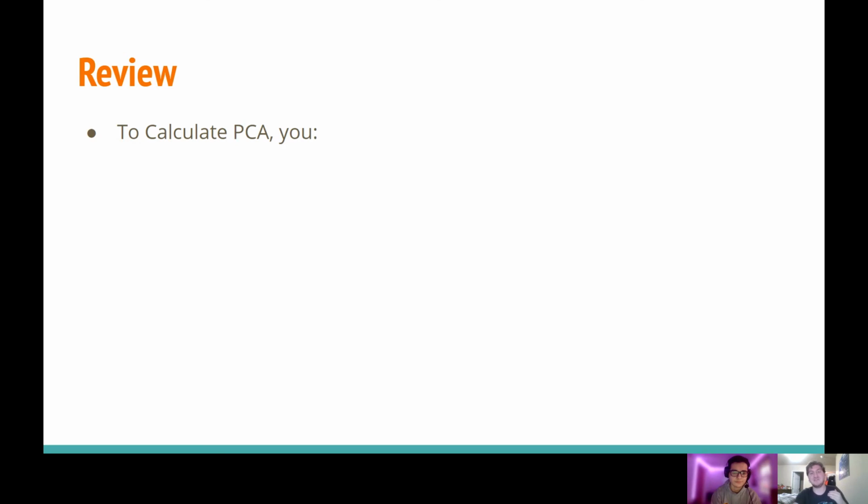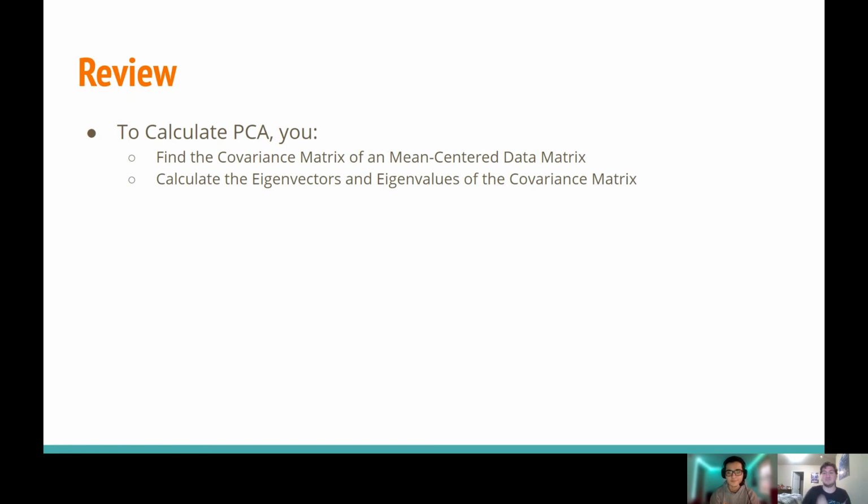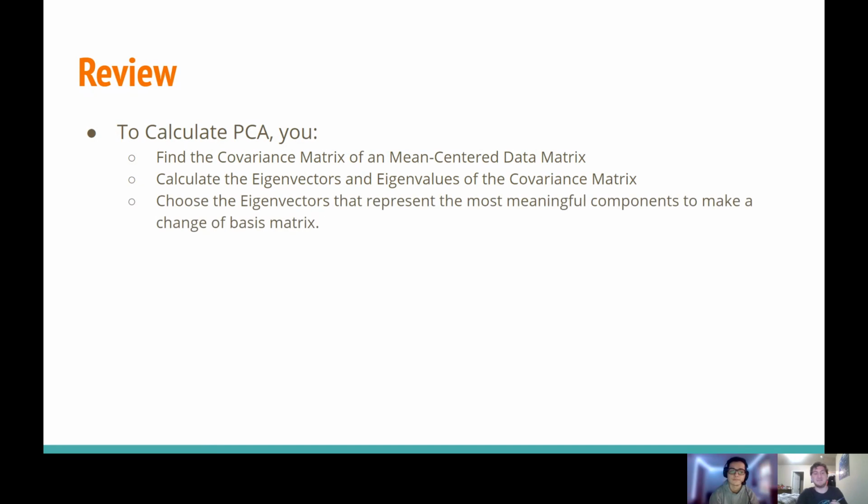And you're doing that on your mean-centered data matrix, which is found once again by subtracting the average matrix from the original data matrix. Once you have that covariance matrix, you're going to calculate the eigenvalues and eigenvectors of that matrix. Eigenvectors correspond to the principal components, while the eigenvalues correspond to the variance within each component. Then you're going to choose the eigenvalues with the most significant components to create your change of basis matrix. And then that's finally applied to your mean-centered data matrix, so that we can now see what the data looks like.